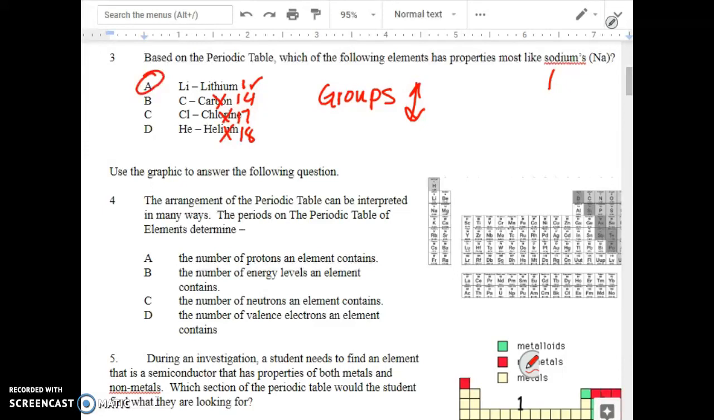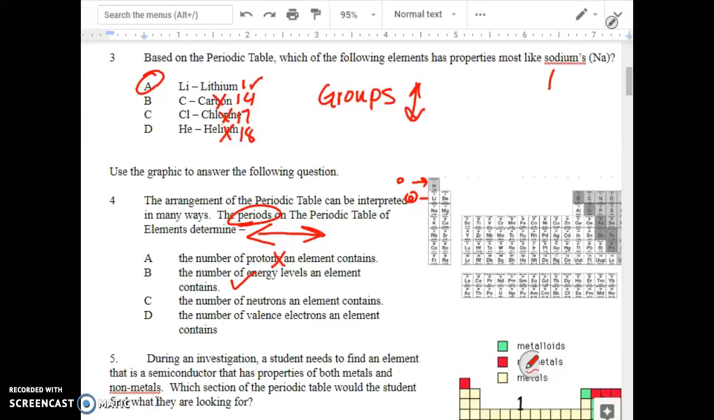Number 4, the arrangement of the periodic table can be interpreted in many ways. The periods on the periodic table of elements determine... Periods are going horizontal, and we already determined that the elements in the same period have the same number of electron shells. The number of protons in elements, no, that does not. The atomic number determines the protons in an element. The number of energy levels an element contains.